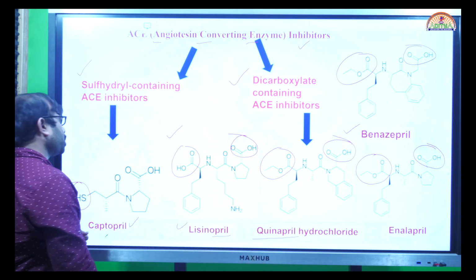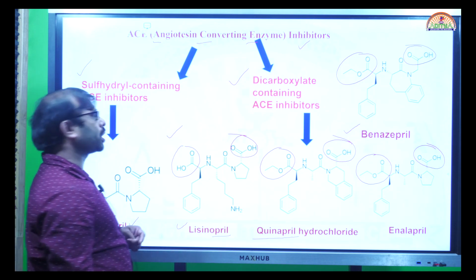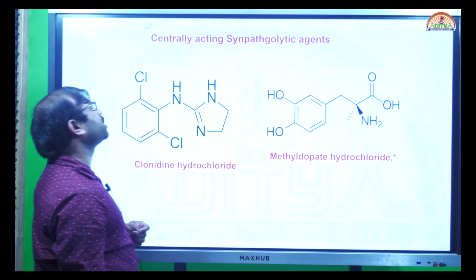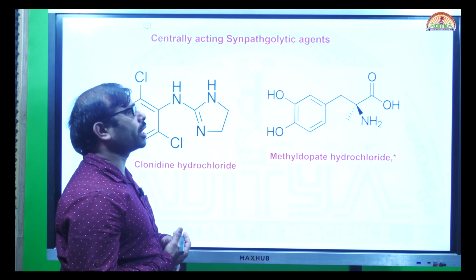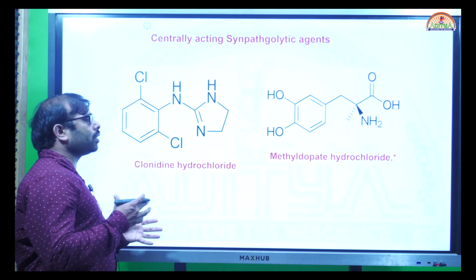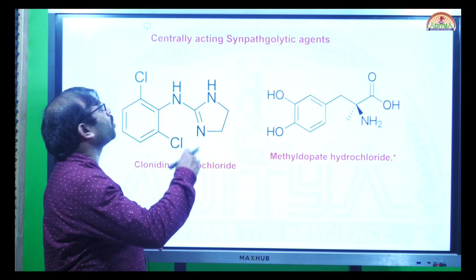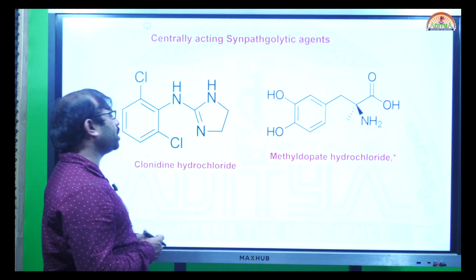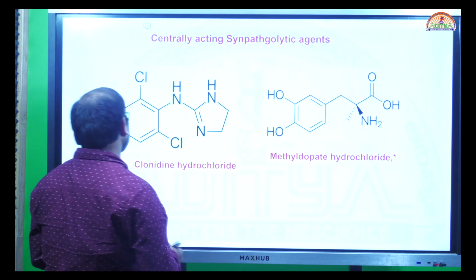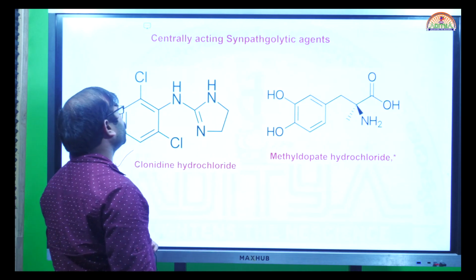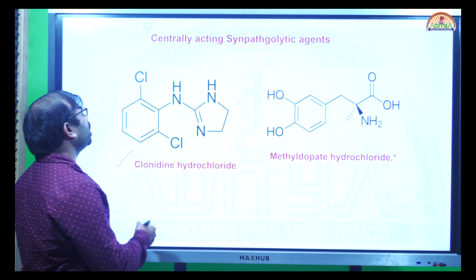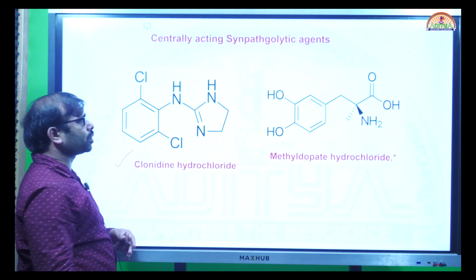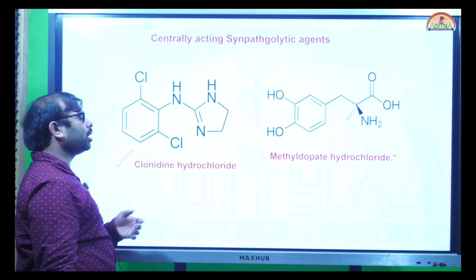So we have learned about beta blockers and the ACE inhibitors. Next we are going to learn about the centrally acting sympatholytic agents. Here they show a different kind of mechanism of action. In this class of antihypertensive agents, there are 2 molecules given in this syllabus. One is clonidine hydrochloride. This is the structure of clonidine, a simple structure with a dichlorobenzene attached to a heterocyclic moiety. This amine exists in the form of a chloride salt.